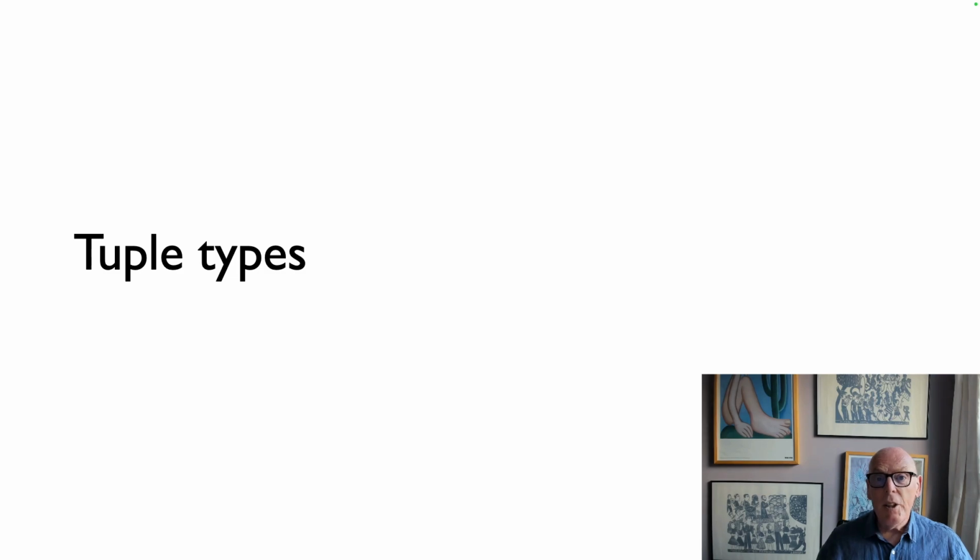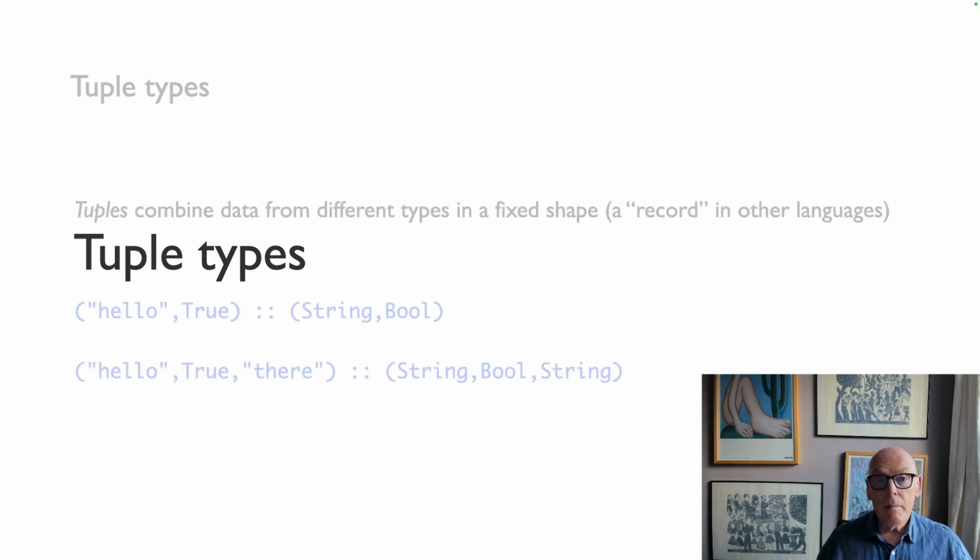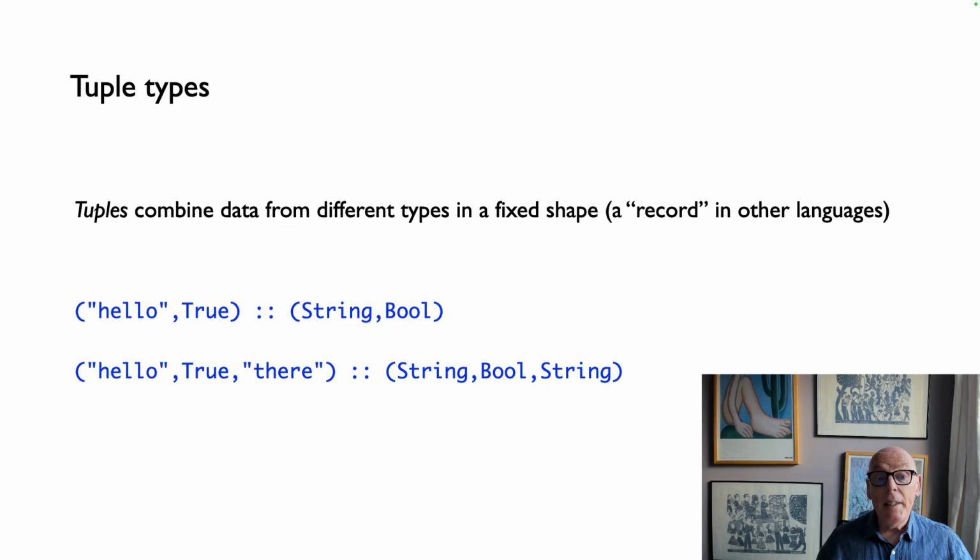In this segment, we'll go into tuple types. Tuples combine data from different types in a fixed shape, and that gets called a record in other programming languages. So for example, the pair, the string hello and the value true, is of type string comma bool.